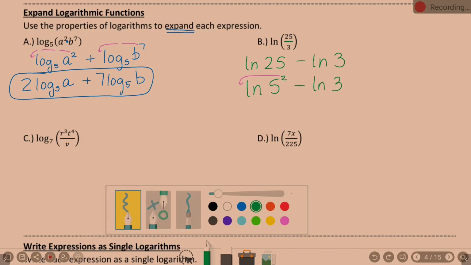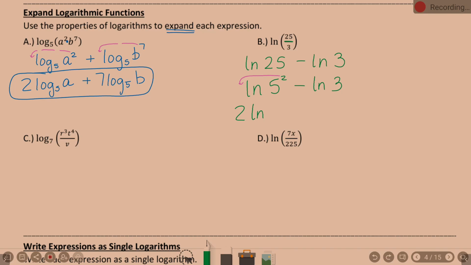And so now I have 2 natural log of 5 minus natural log of 3. Okay? So just beware. If you see a number that possibly has powers in it, you need to try and catch that and rewrite it as such.